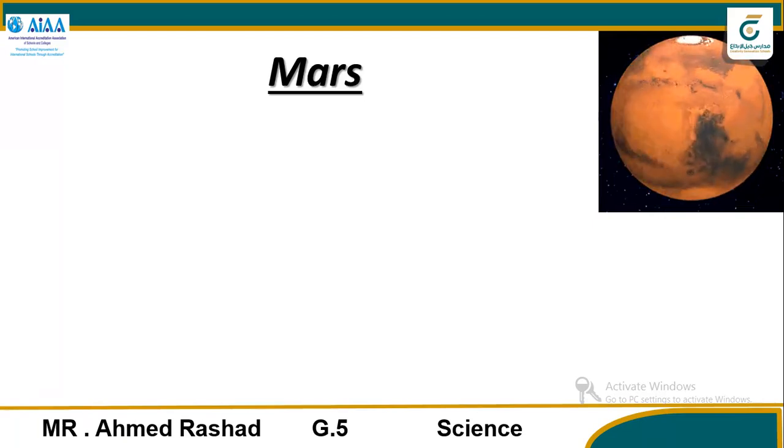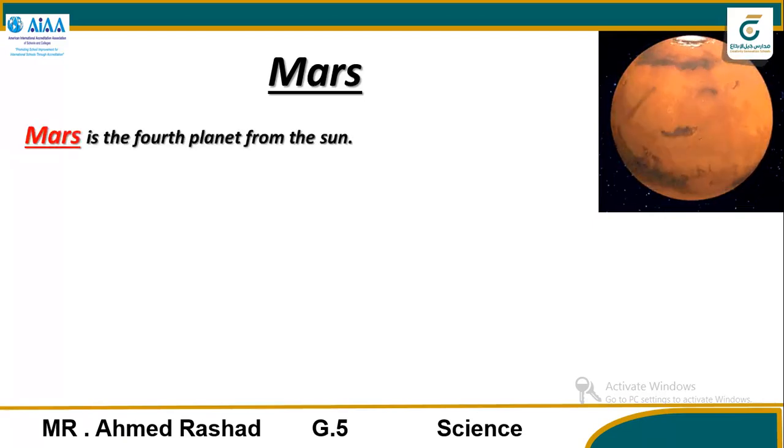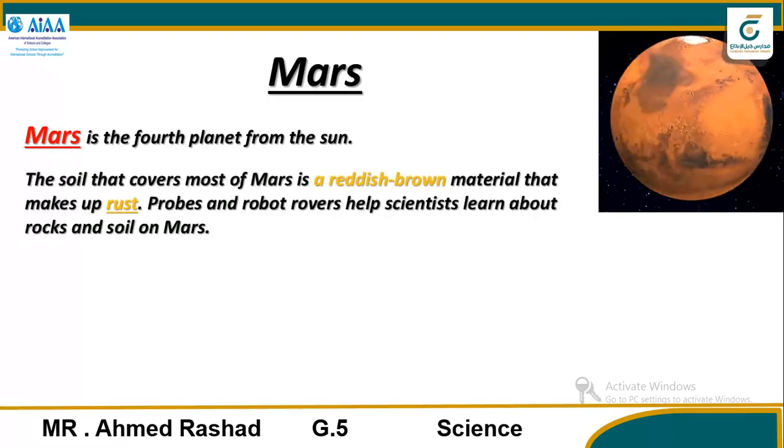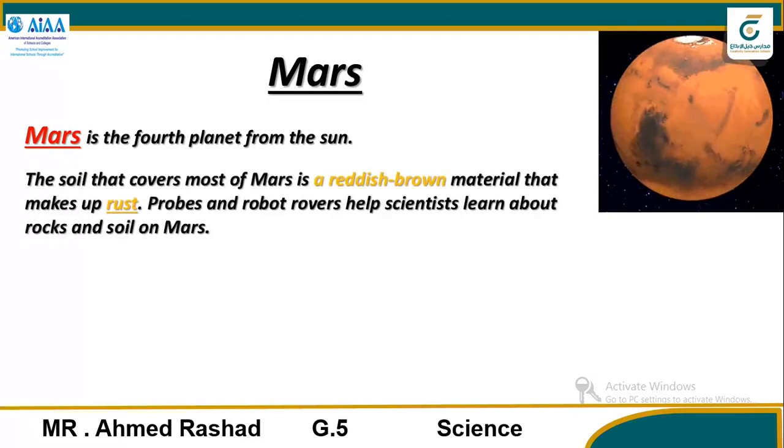Mars is the fourth planet from the Sun and has a lower temperature than Mercury and Venus because it is the fourth planet from the Sun. The soil that covers most of Mars is a reddish-brown material called iron oxide, the rust that makes the red color of Mars.